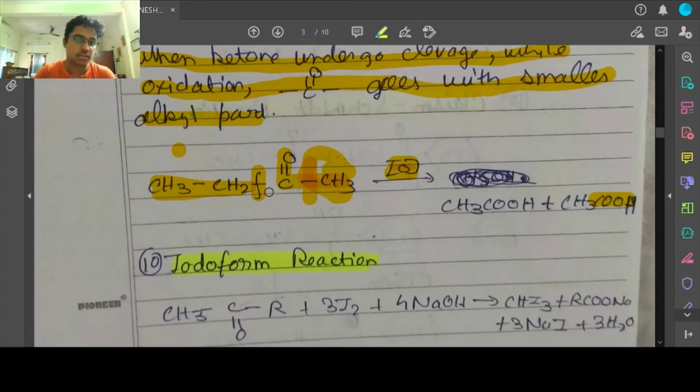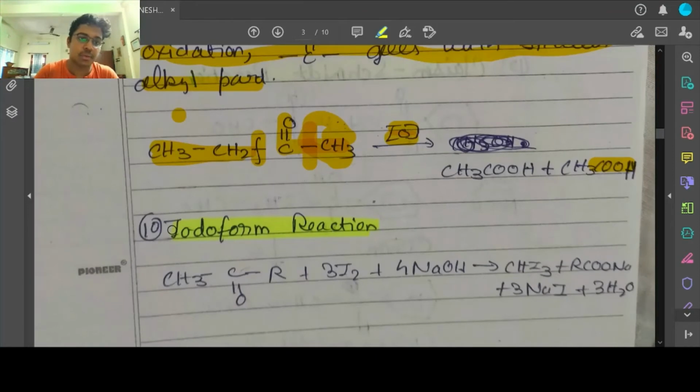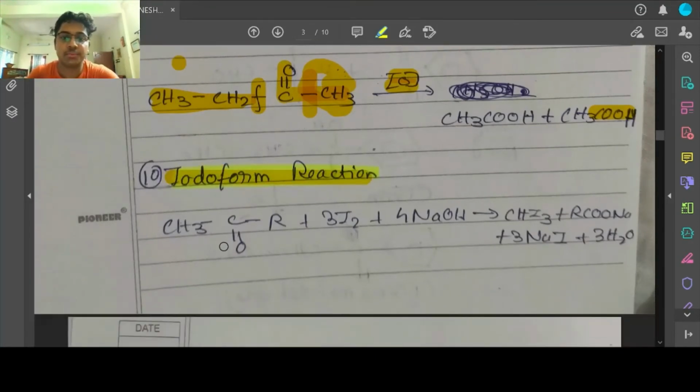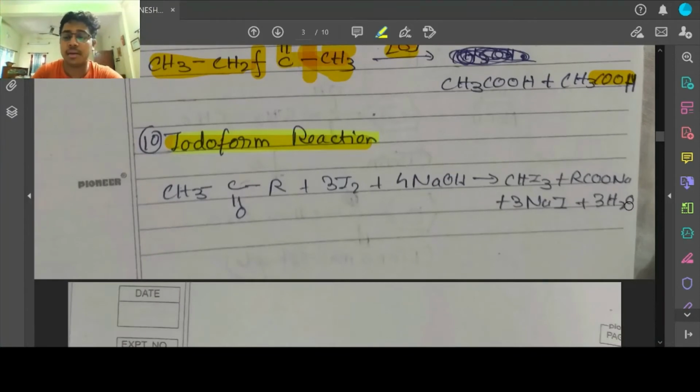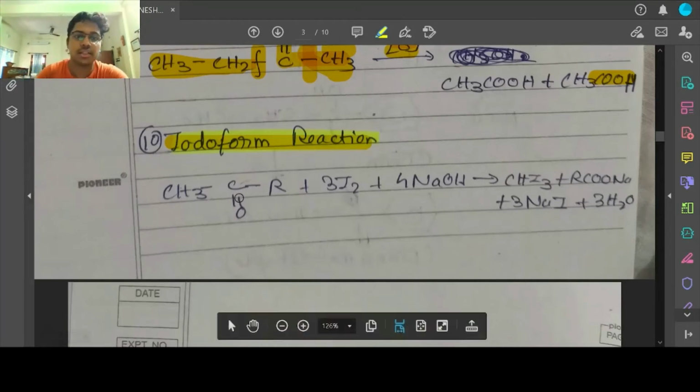Now comes one of the most important reactions, the iodoform reaction. It is a very important reaction. I have made a balanced reaction for you. Just remember the balanced form only, because in board exams you are asked in balanced form only.